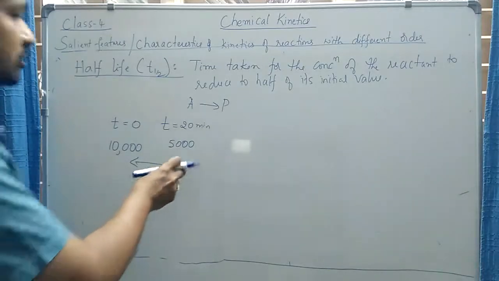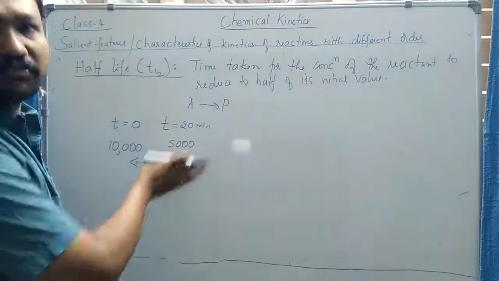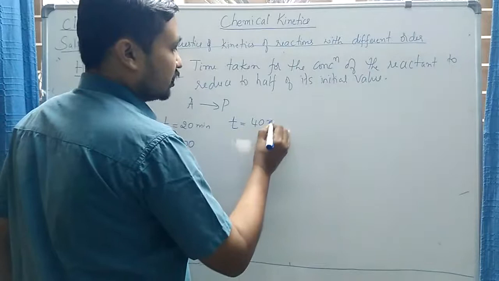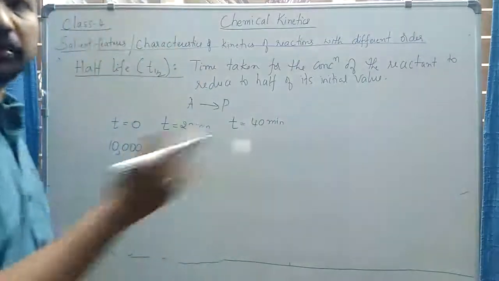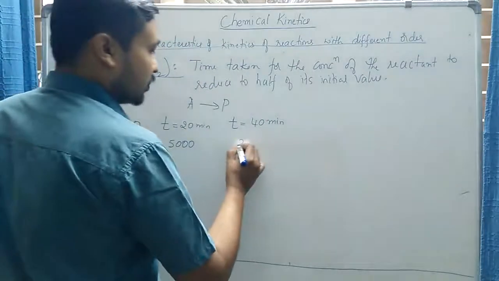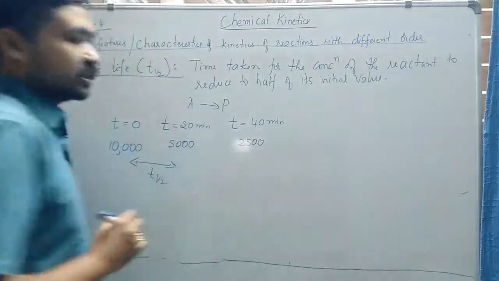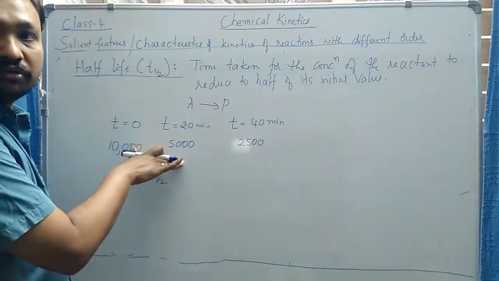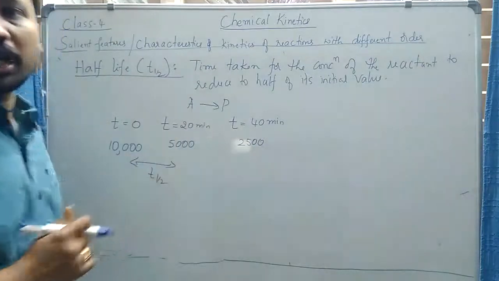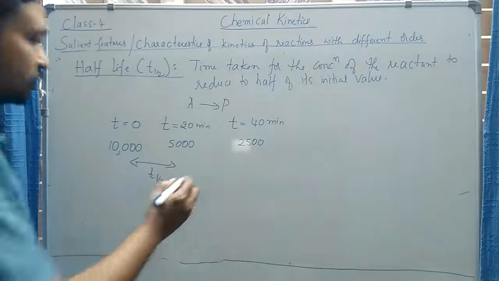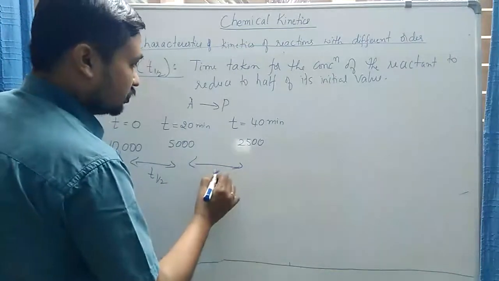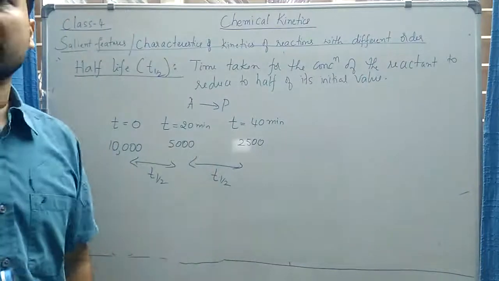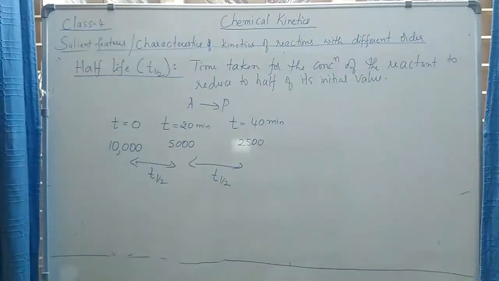But the reaction will not stop here, right? It will further proceed, and after another 20 minutes, I measure the concentration of the reactant. It is 2,500. So if I take 5,000 as the original value now, it has reduced to half of that, 2,500. So this duration can also be considered as the half-life of the reaction.